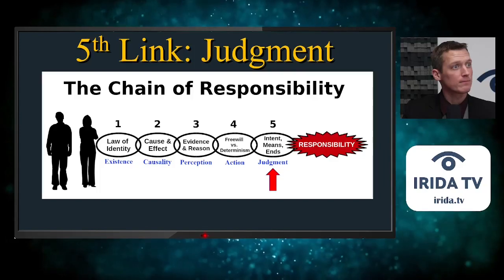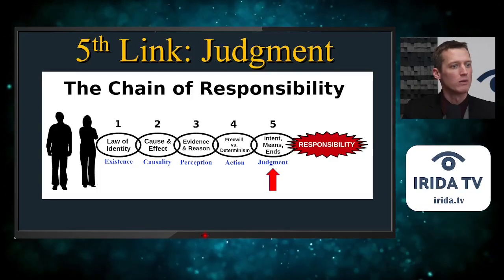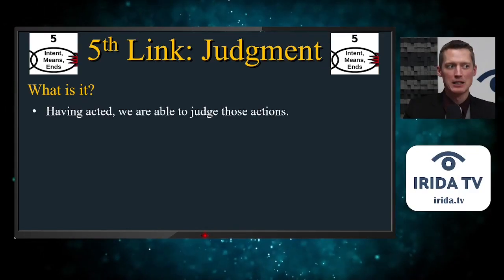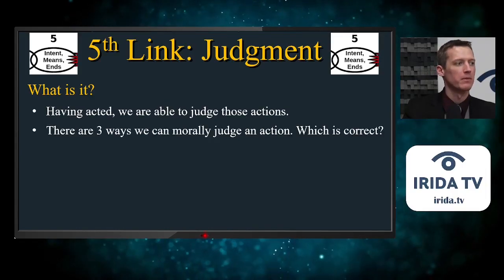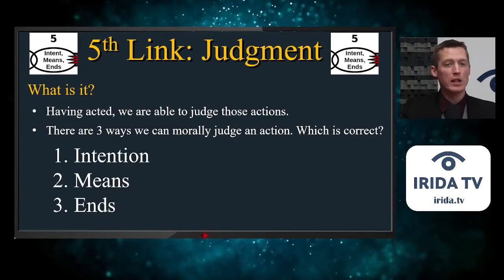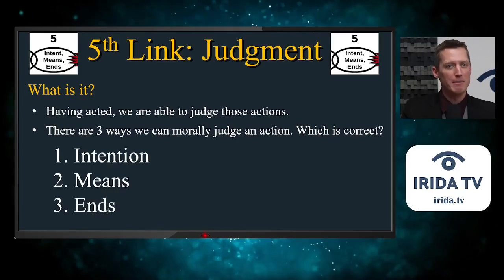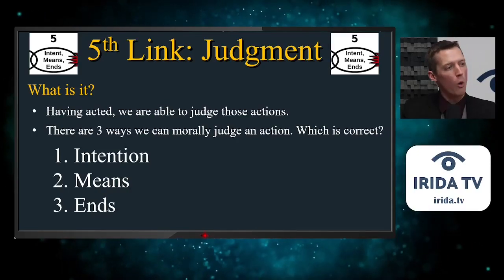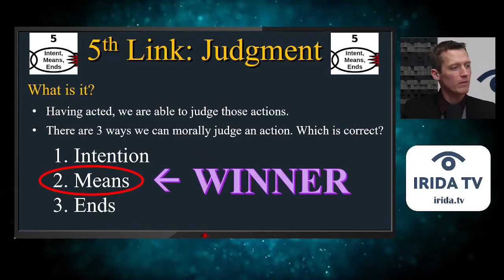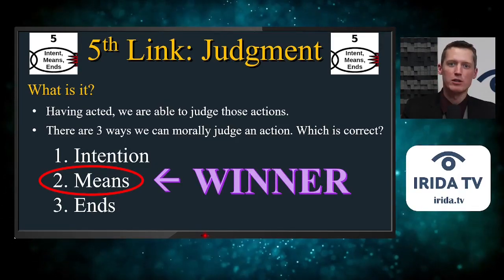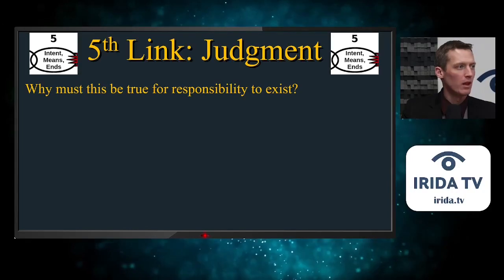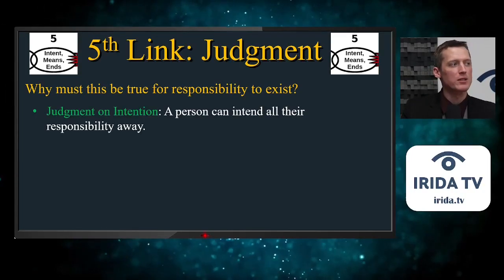Last link. Judgment. Also, intention, means and ends. Having acted, we are able to judge those actions. There are 3 ways we can morally judge an action, and only one is correct. We can judge action by intention, by the means of the action, what was actually done, or by the accomplishments, the ends of that action. The winner here is the means. The correct way to judge an action is by what was actually done, not the intention and not what was accomplished. Why must this be true for responsibility to exist?